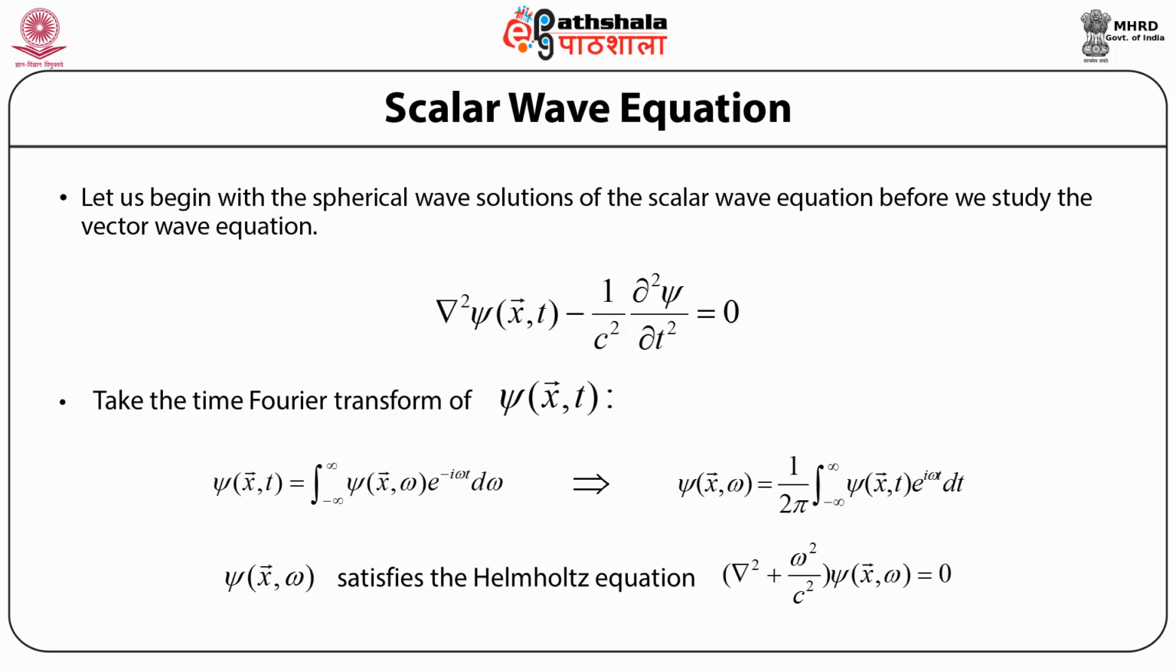ξ(x,ω) satisfies the Helmholtz equation, that is (∇² + ω²/c²) ξ(x,ω) equals 0. It is very often convenient to find the solution of the Helmholtz equation or wave equation in coordinates other than the Cartesian coordinates, in particular for systems possessing spherical symmetry about some point which can conveniently be taken to be the origin. So solution in terms of spherical coordinates is more appropriate.